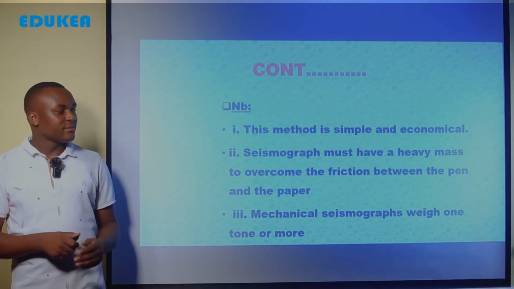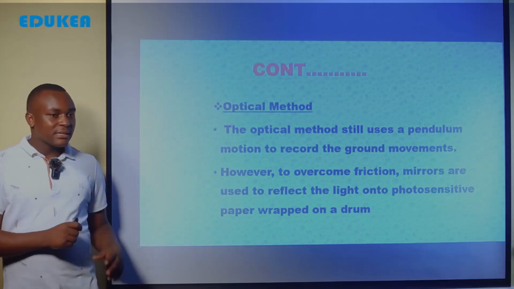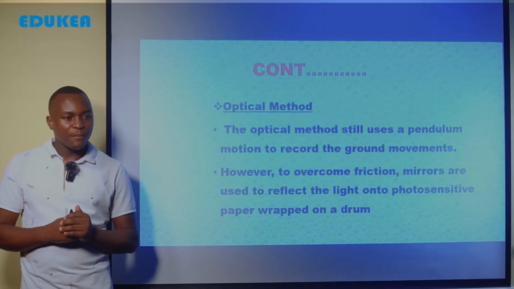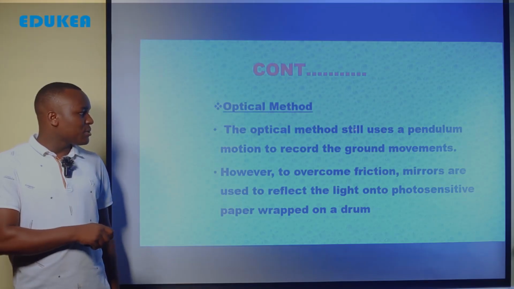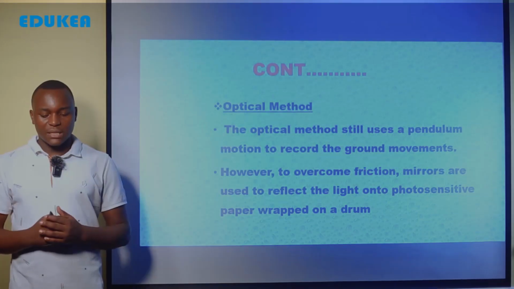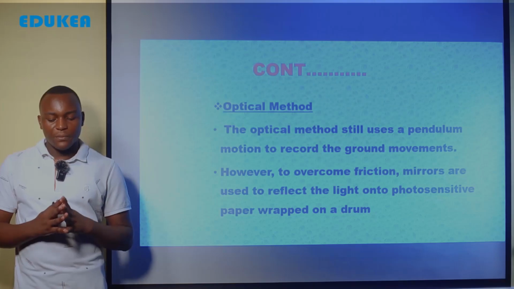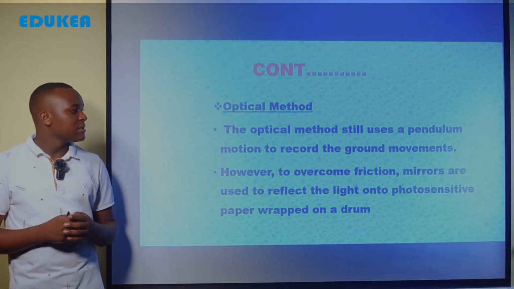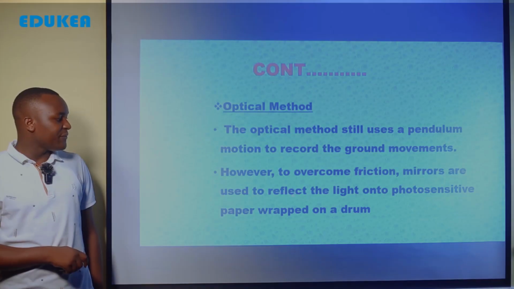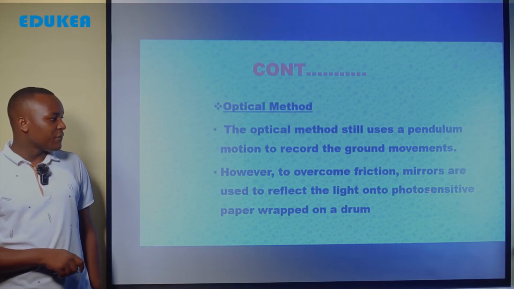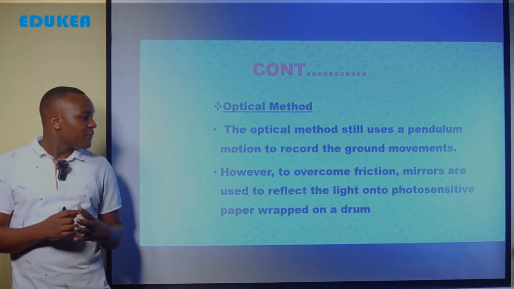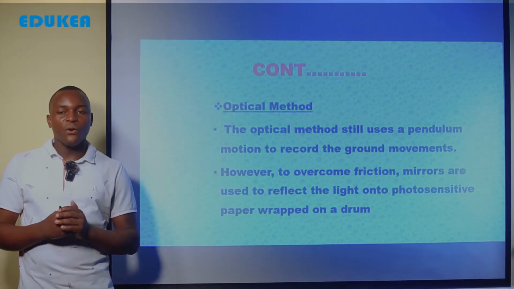We say that the optical method still uses a pendulum motion to record the ground movement. Kwamba optical method still uses the pendulum motion to record the ground movement. And we say, however, to overcome friction, mirrors are used to reflect the light onto photosensitive paper wrapped on a drum. So for the seismograph to overcome the presence of friction, we say that there should be mirrors which reflect the light toward the drum.